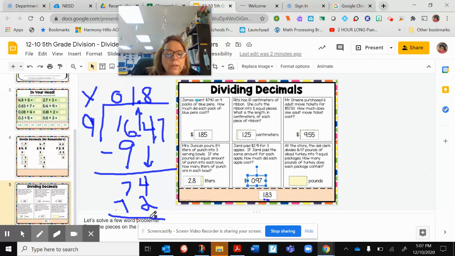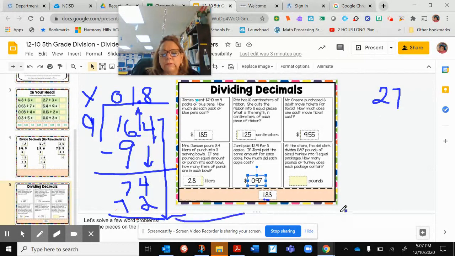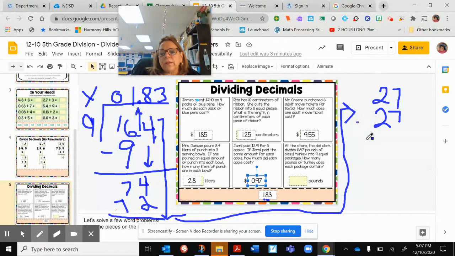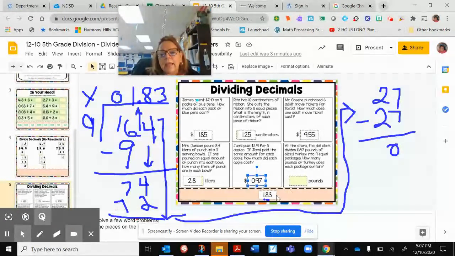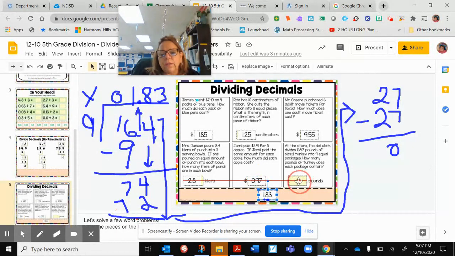And I'm going to bring this over because I'm running out of space. So I have 2 left over, and I'm bringing down my 7, and it's going to come over here. Okay, 9 goes into 27 3 times because 9 times 3 equals 27. Subtract that out, and it's 0. So my answer is 1 and 83 hundredths pounds.